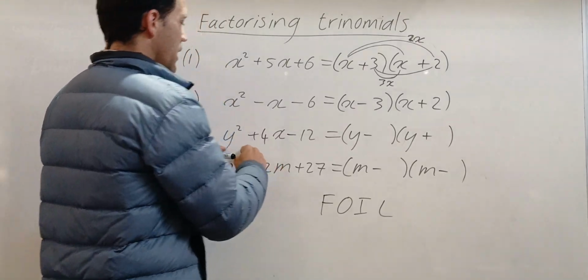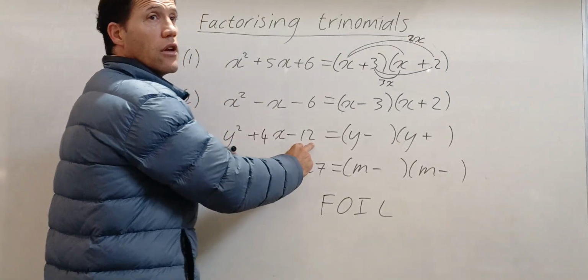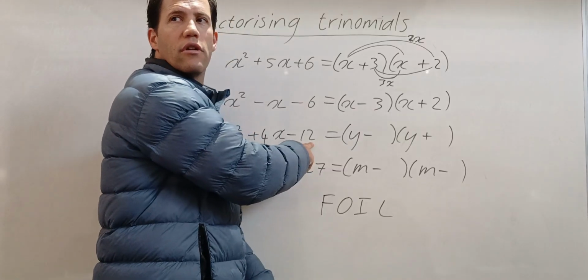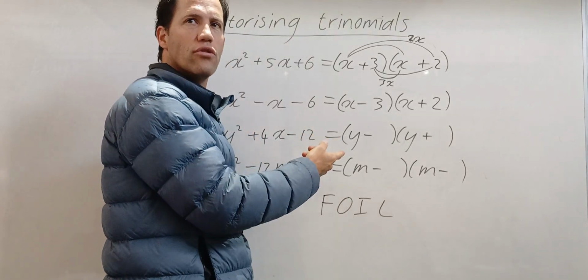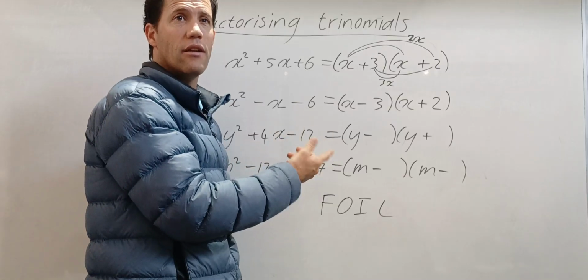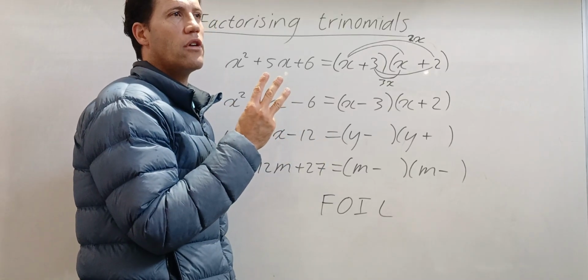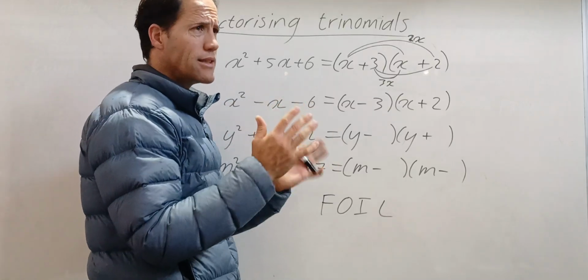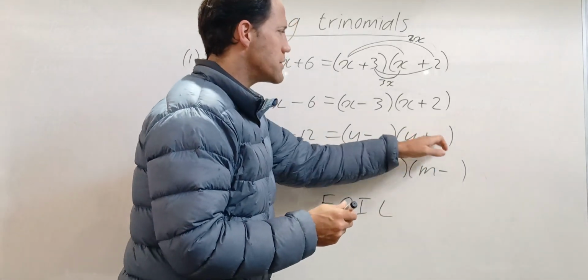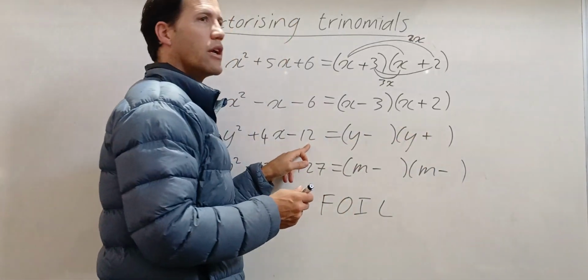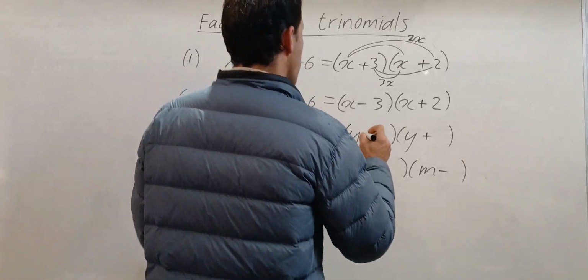Now let's look at this one now. 12. How do we get to 12? What gives us 12? 12 times 1, or 6 times 2, or 4 times 3. There's 3 options to get to 12. Now you must decide which one is the right one. Is it going to be 6 times 2? Or 4 times 3? Or 12 times 1? 6 times 2. Yes, 6 times 2.